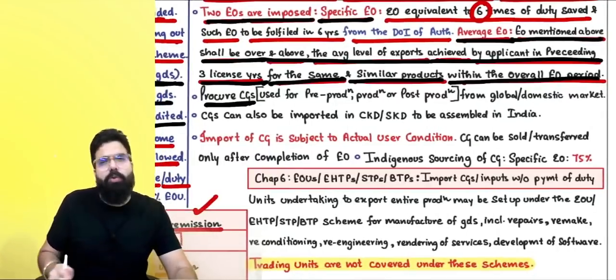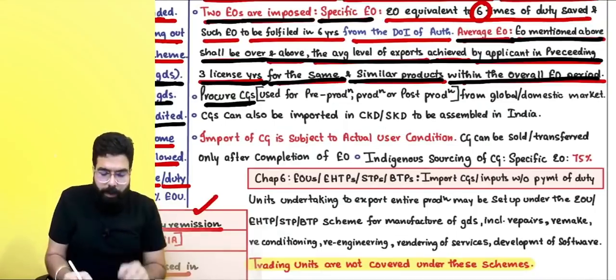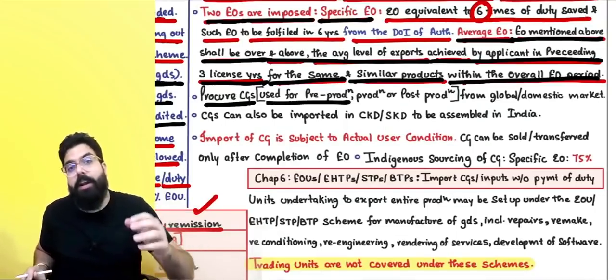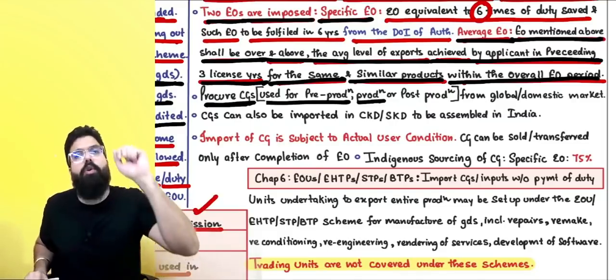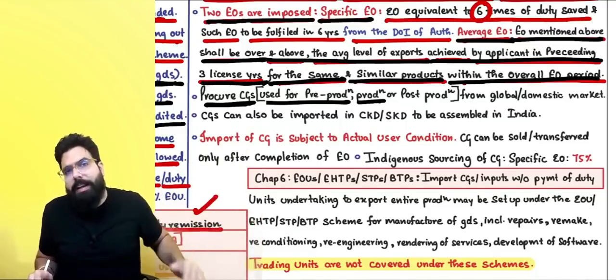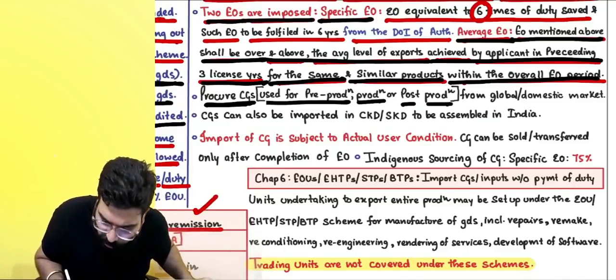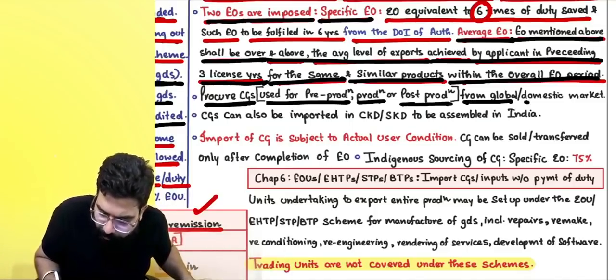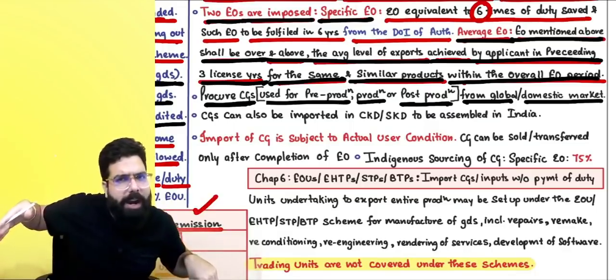Procure capital goods. What capital goods are allowed under EPCG? Sir, pre-production, meaning R&D capital goods, are allowed. Sir, for production, whatever goods you need for production are allowed. Post-production, sir, for maintenance etc., for warranty etc. If I need some capital goods, that is also allowed.